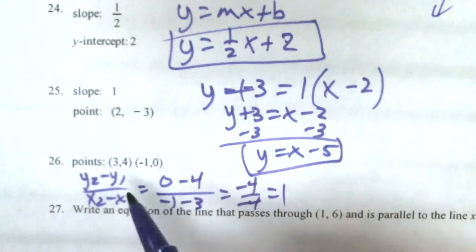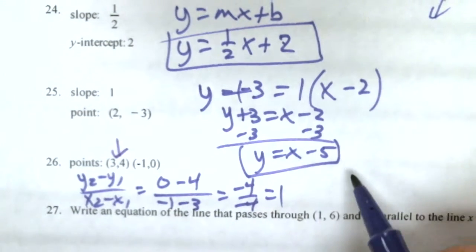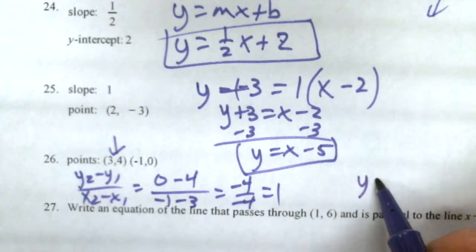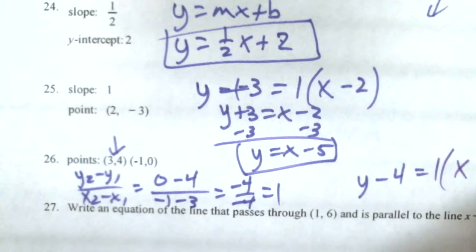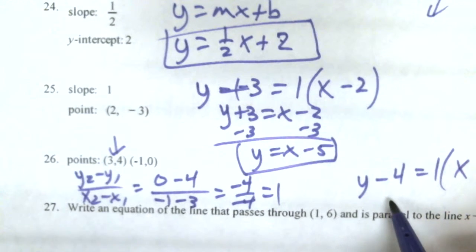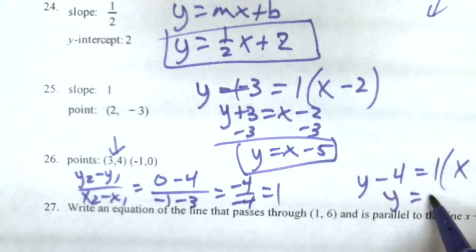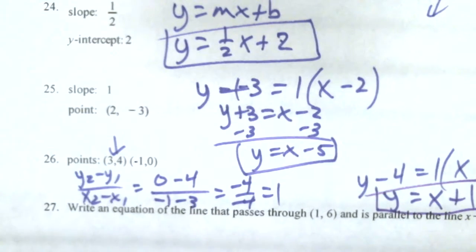Then I'm going to use the point slope form with the point 3, 4. And I'm going to go y minus y1 equals 1 times the quantity of x minus x1. Simplifying, I get y equals x plus 1, adding 4 to both sides.